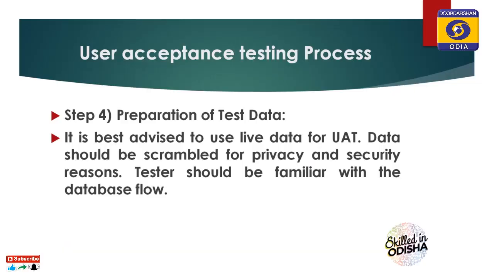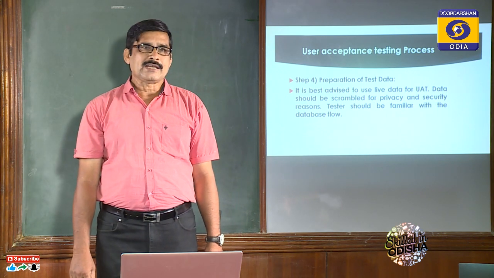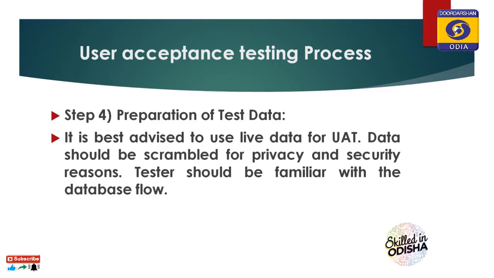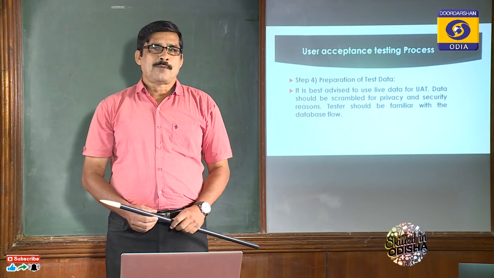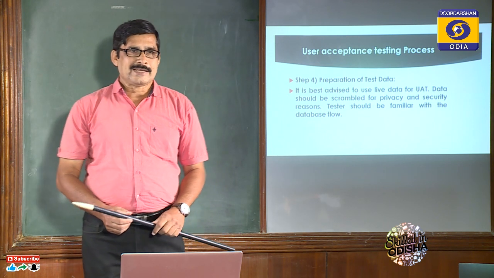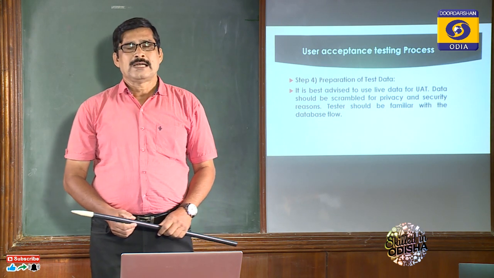Next, what is the step? Step 4 is preparation of test data. It is the best advice to use live data for UAT. Data should be scrambled for privacy and security reasons. Testers should be familiar with the database flow. So what is this live data? Live data means data collected from daily life, which is then inputted to the system for testing purposes.